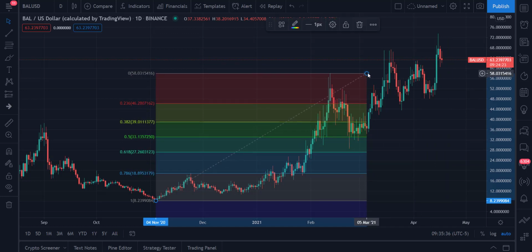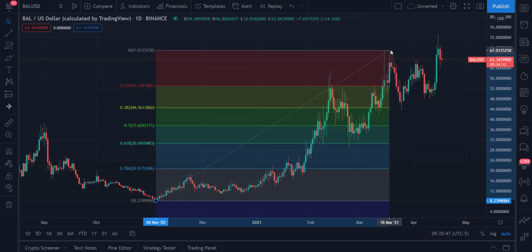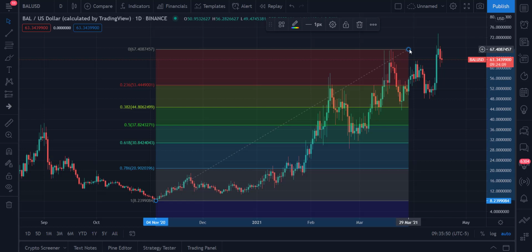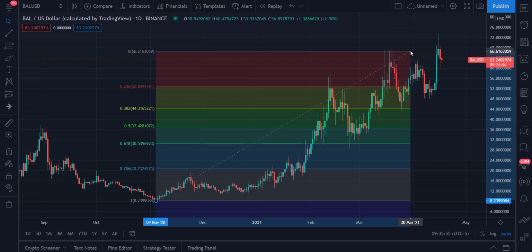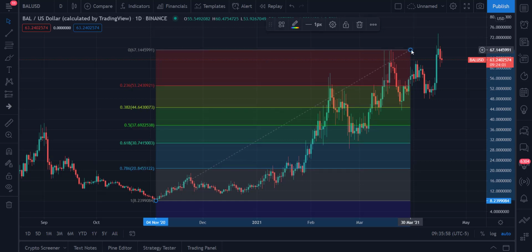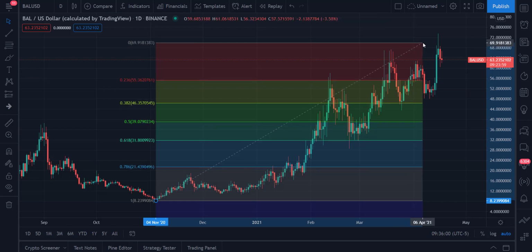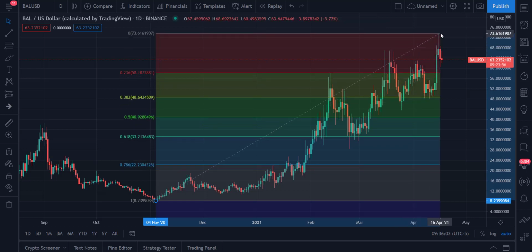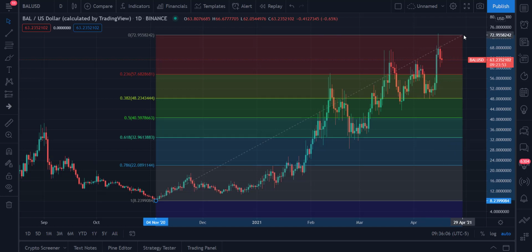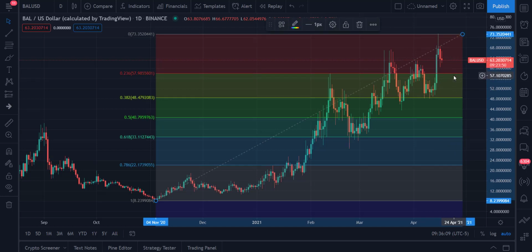So this first one, we got a nearly 50% pullback. The second high, we had ultimately a 38% pullback. And even that might be a little bit of a stretch, but somewhere between the 38.2 and the 23.6. And up here, we are just shy of this 23.6% pullback. We'll see if it pulls back there and then heads higher.